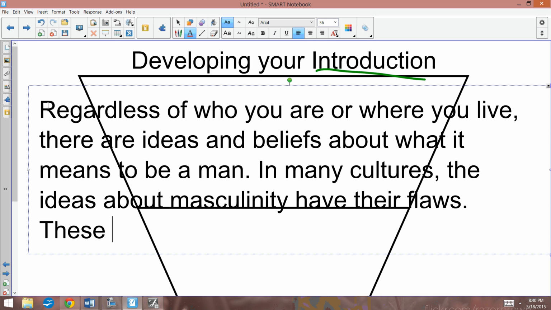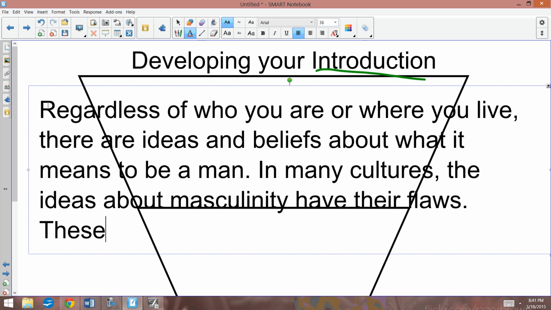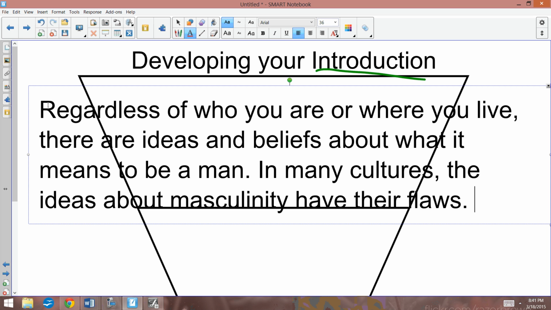These issues, I mean the flaws, these issues, I'm going to say, these ideas can cause people, no, I don't like that. I want to say, so the ideas about masculinity have their flaws.